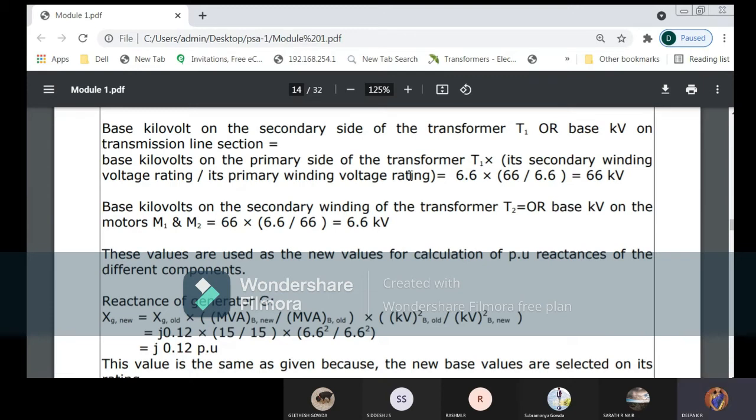The transmission line is connected to which side? You're saying secondary. Secondary is equal to primary into secondary by primary. Or if you are calculating the HT side, then you write LT value into HT by LT. Same thing is written, LT into HT by LT. So we got the transmission line value as 66.